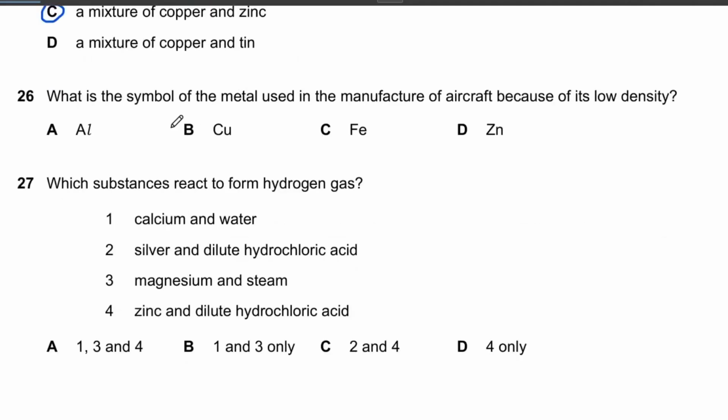Question 26. What is the symbol of the metal used in the manufacture of aircraft because of its low density? The answer is A, aluminium.